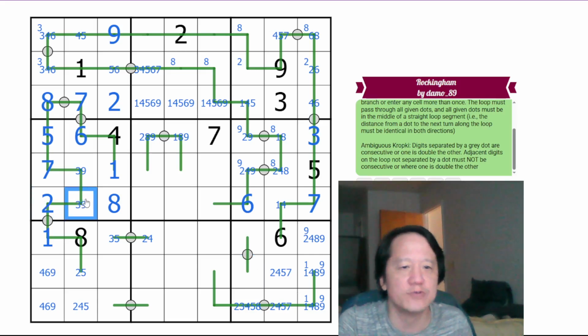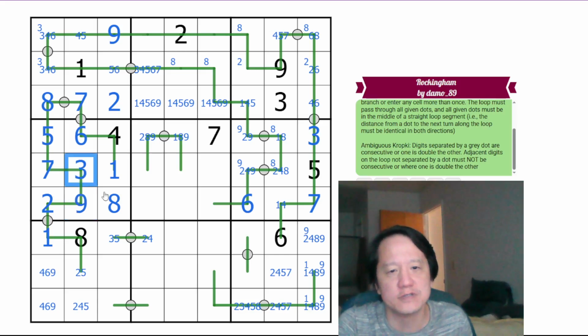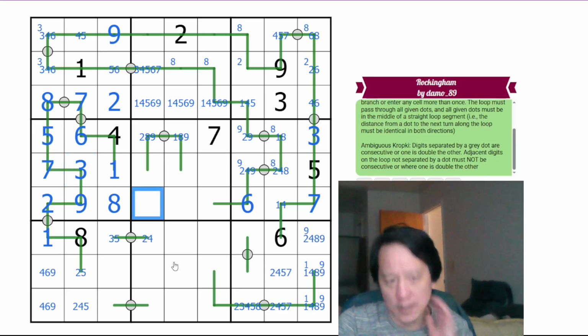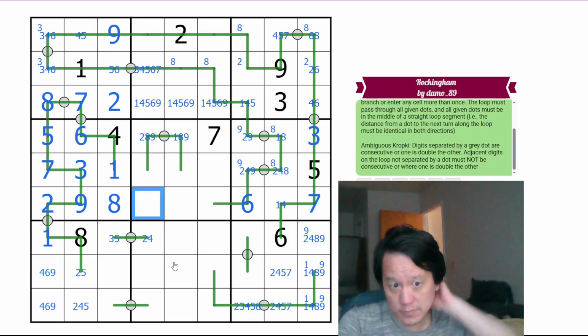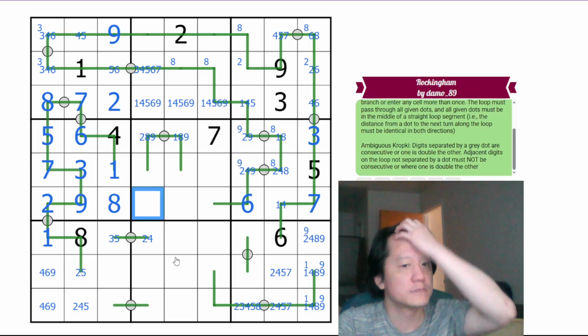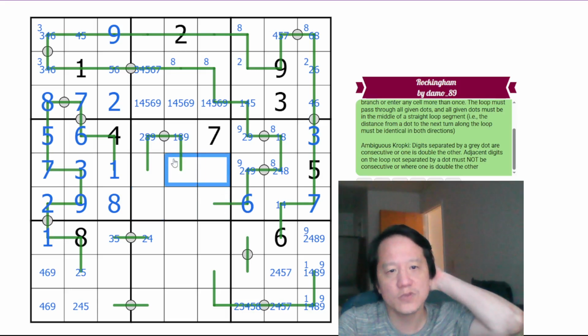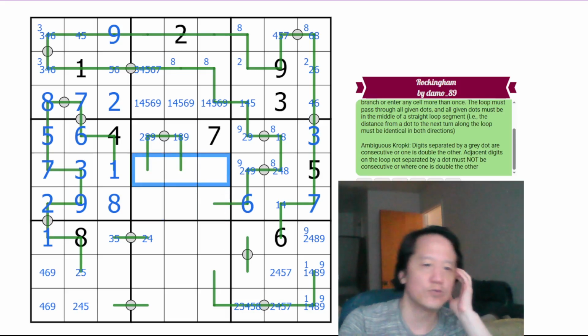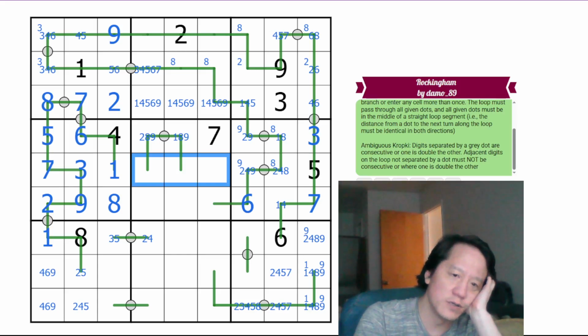Three is consecutive with 2, so this can't be 3. Therefore, this is 9. That makes that 3. That's interesting. Remaining digits of row 5, we have 2, 4, 6, 8, and 9. Interesting.